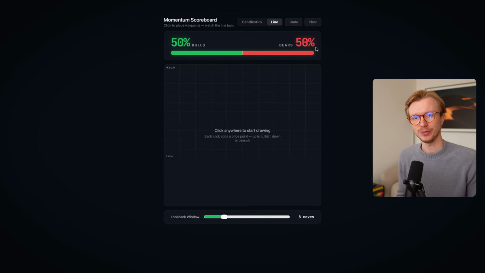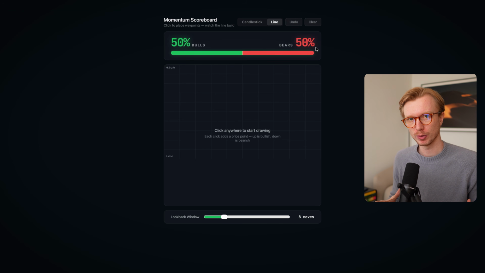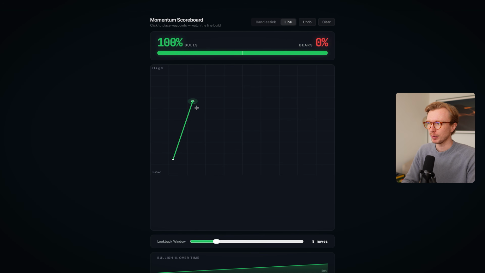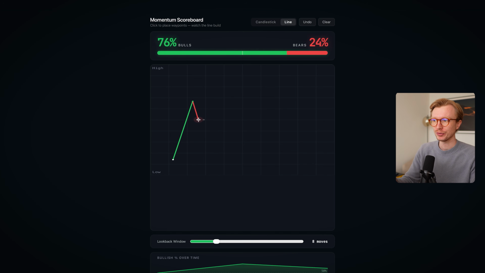If we are 50-50, then inherently we're not going anywhere, right? So one side needs to be stronger. But because one side is stronger doesn't mean the other side doesn't exist. So what do I mean by that? Well, for example, here, I'm going to draw a line higher right there. That might mean we might be 100% bullish, but because we create a retracement, we might be 24% bearish and 76% bullish.